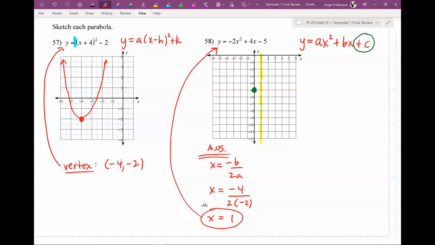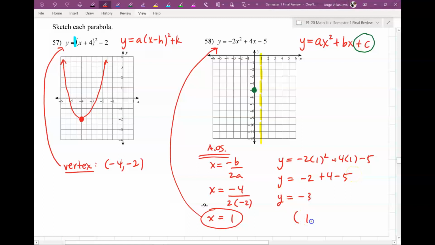So let's plug in 1 into my equation here. y equals -2 times 1 squared plus 4 times 1 minus 5. So y is equal to -2 plus 4 minus 5. So y is -3. That means my vertex is (1, -3). So I'm going to put a dot at (1, -3).